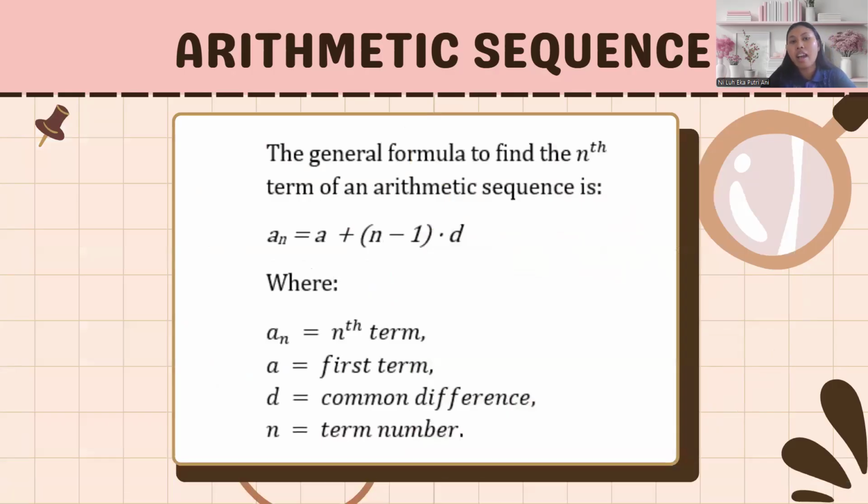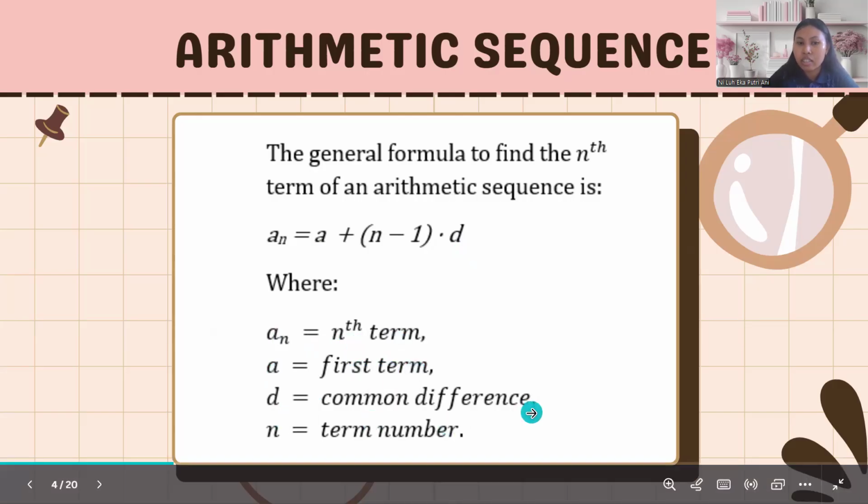In an arithmetic sequence, the general formula to find the nth term is a sub n equals a plus n minus 1 times d, where a sub n is the nth term, a is the first term, d is the common difference, and n is the term number.